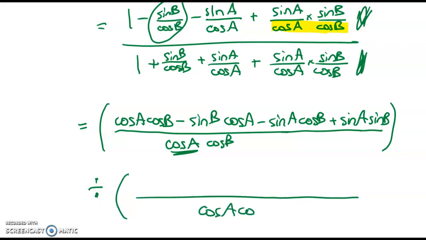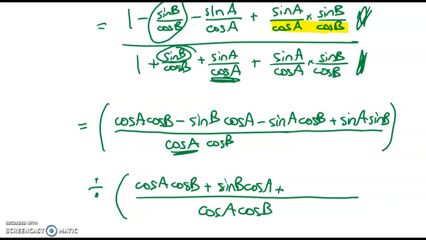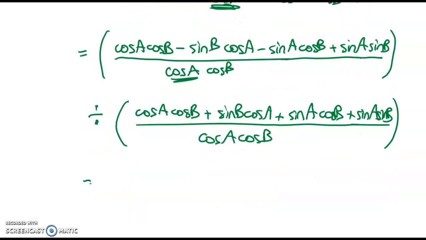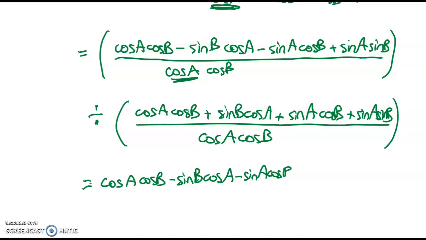And again, the common denominator will be cos A, cos B. And we're going to get cos A, cos B, plus sine B, cos A, so that's that one times the extra bit, plus sine A, cos B, plus sine A, sine B. Right, now we can clean that up pretty easily. It's the first thing divided by that thing. So cos A, cos B, minus sine B, cos A, minus sine A, cos B, plus sine A, sine B.